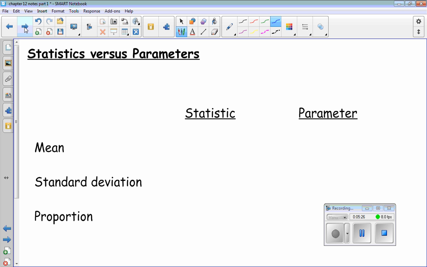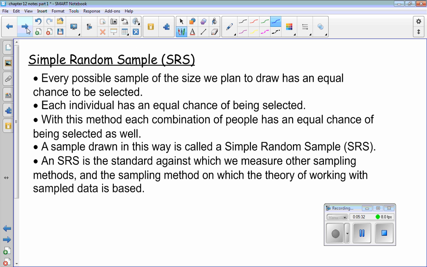So we talked, I think I gave you the symbols last time for all of these, correct? Yeah. So look at your notes from last time, you missed it. And we talked about what an SRS was. The SRS is like the gold standard of sampling. It's what you want to do every time. It's probably not feasible or possible to do it every time.